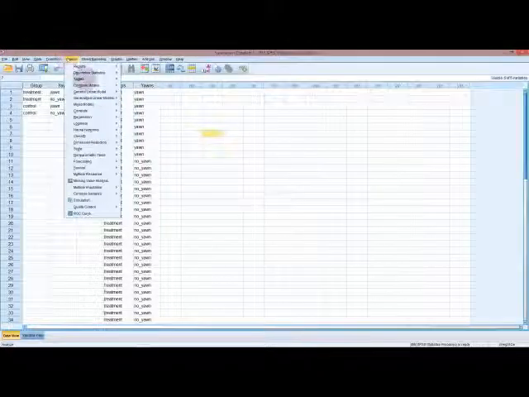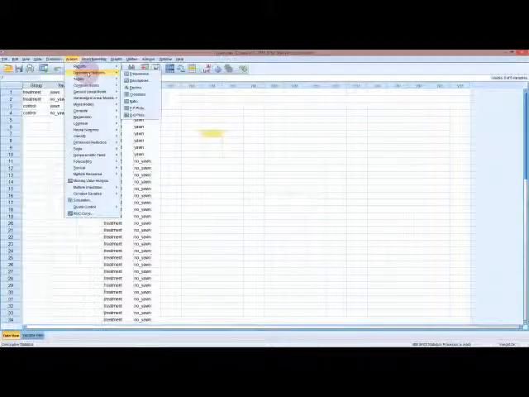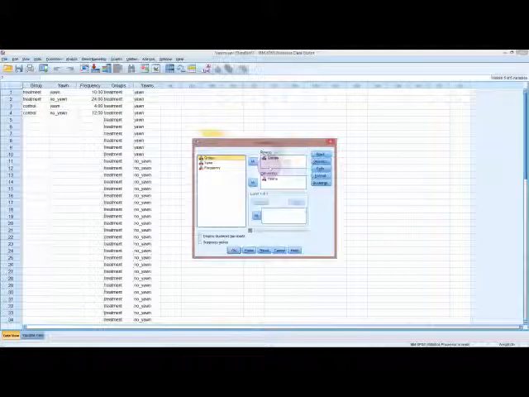So Analyze. Don't go to Tables. Tables are not in Tables. Tables are in Descriptive Statistics under Crosstabs. Crosstabs. Now this time we want our first column, so that's group and yawn.